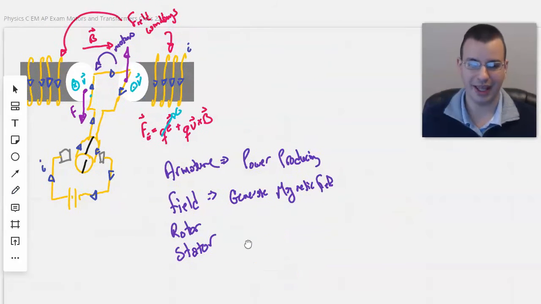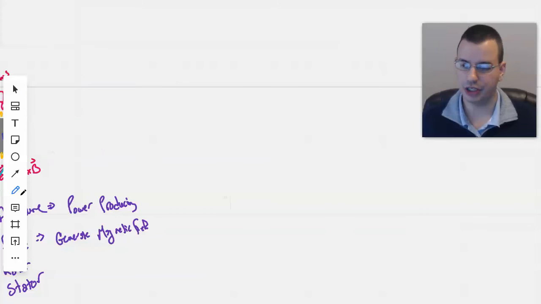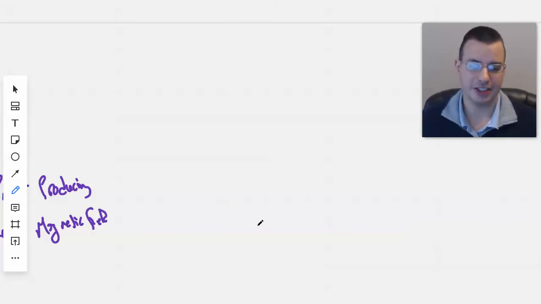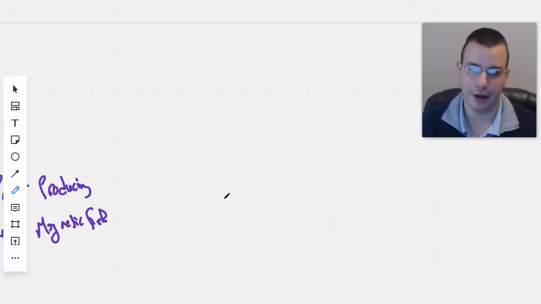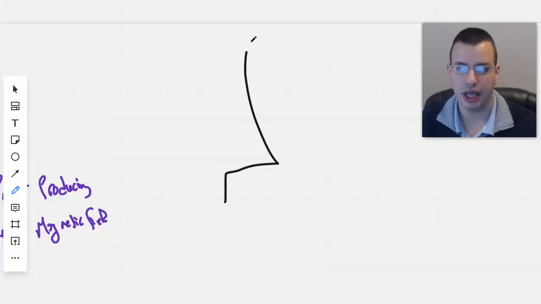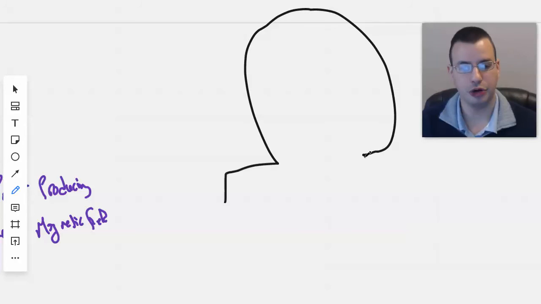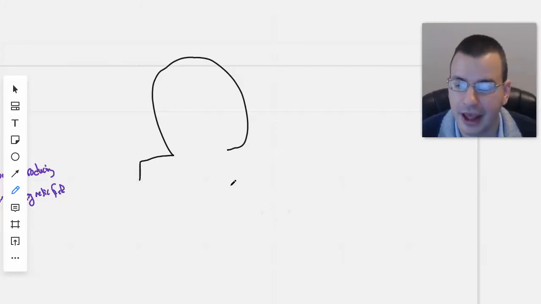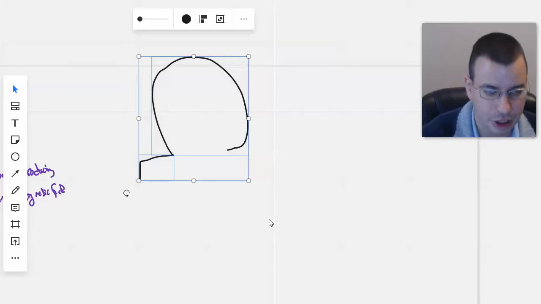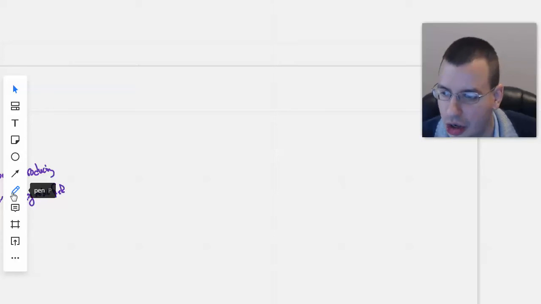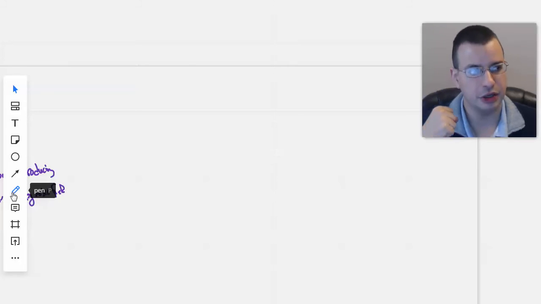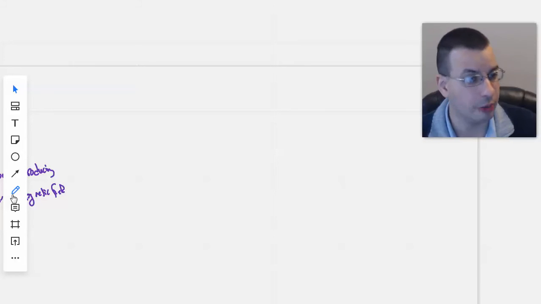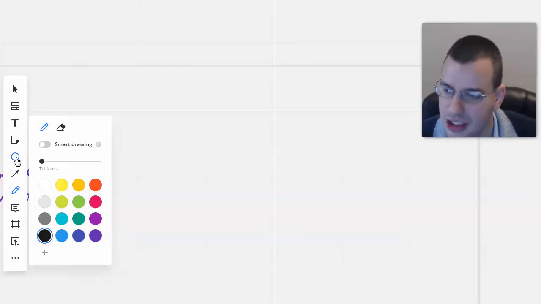Now moving on to an AC motor, specifically a synchronous one. You have two broad categories, synchronous and asynchronous. Synchronous basically means that the AC motor will spin at the same rate as your alternating current. So if you have 60 hertz alternating current, then your AC synchronous motor will spin at either 60 hertz or a multiple thereof, 120, 240, etc.